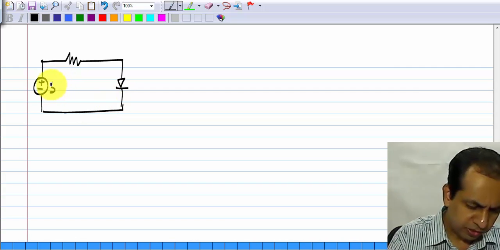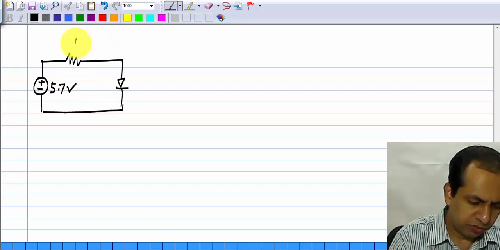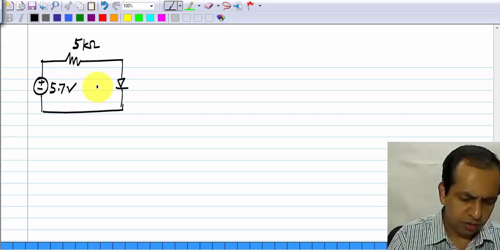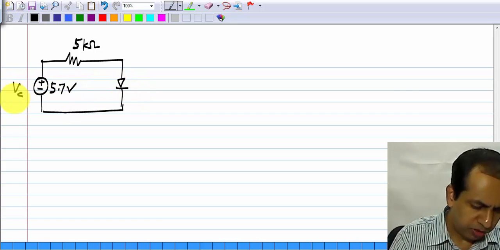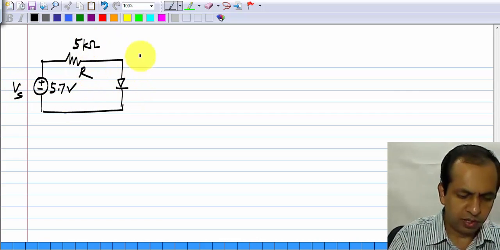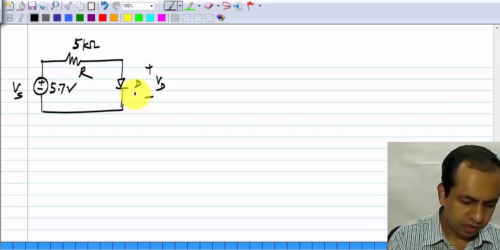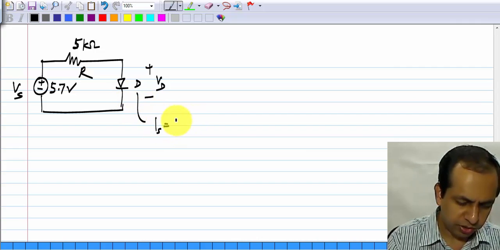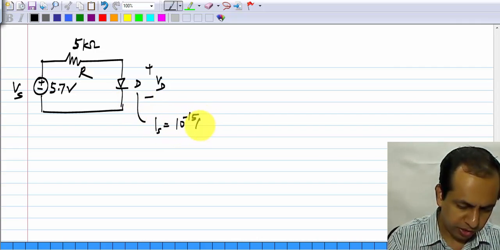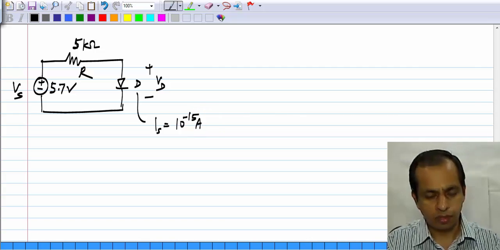Let us take this circuit. I have a 5.7 volt voltage source. Let me call that Vs. I will call this resistor R, which I will say is 5 kilo ohms, and there is a diode D with a voltage Vd across it. And I will say that this diode has a saturation current of 10 to the minus 15 amperes.